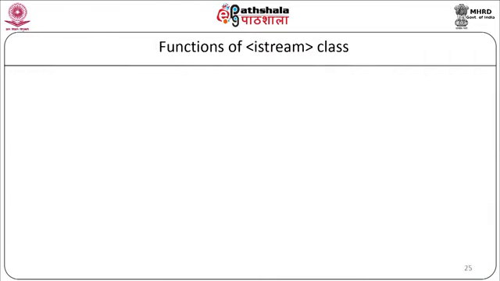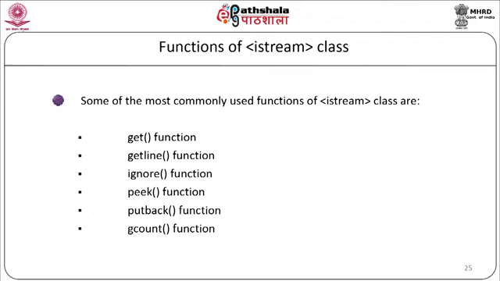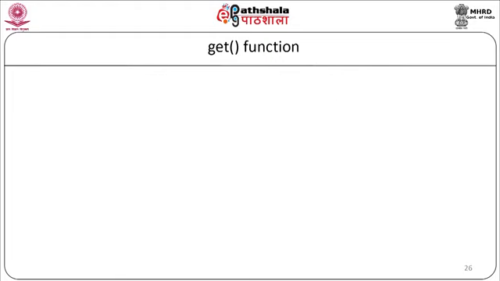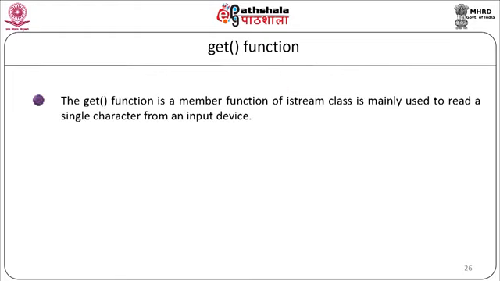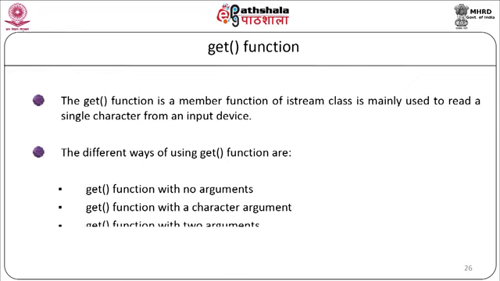Now let's see the functions of the iostream class. Some of the most commonly used functions of the iostream class are get, getline, ignore, peek, putback, and gcount. Now let's see each one of them in detail. First we will see the function get. The get function is a member function of the iostream class which is mainly used to read a single character from an input device. The different ways of using the get function are: get with no arguments, get with a character argument, get with 2 arguments, and get with 3 arguments.